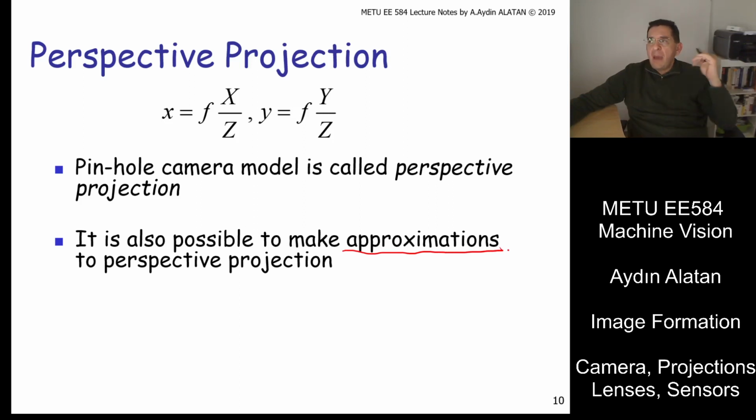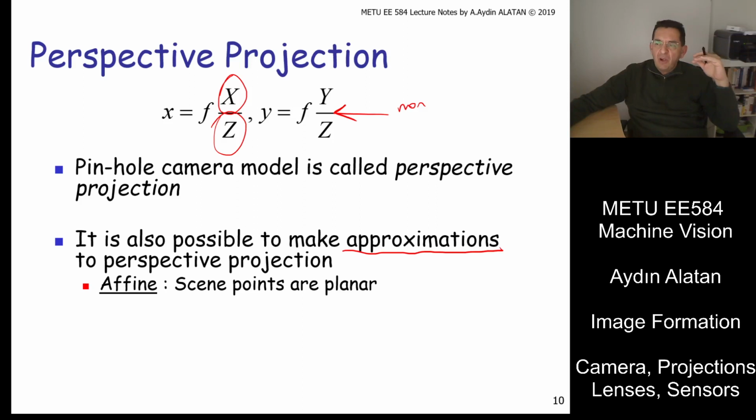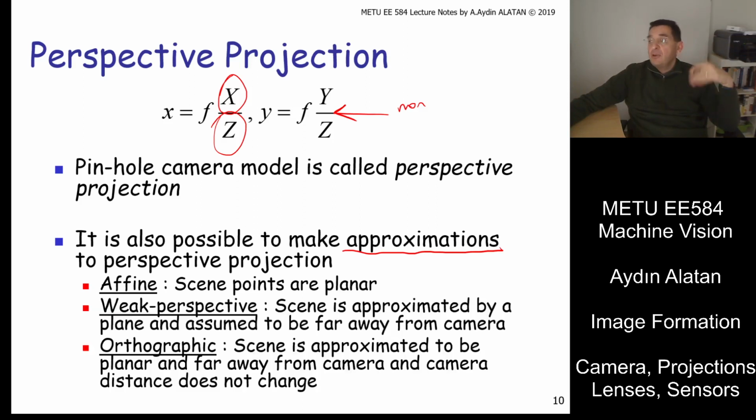Why approximate? Because the scene is different. Why should I care about these relatively complicated nonlinear numbers? If they are unknowns, the unknowns are dividing each other. These are nonlinear things. We don't like them. We make approximations to the perspective projection. Perspective projection is perfect. Approximations are not exact, okay? The first one is called affine, then weak perspective, and orthographic. I'm going to talk about them one by one.